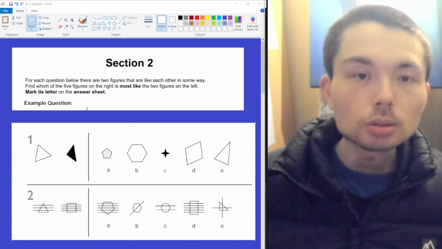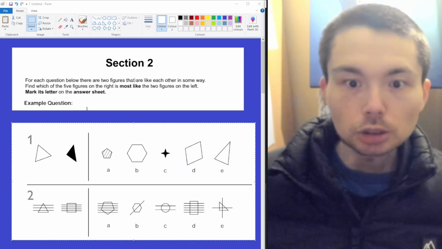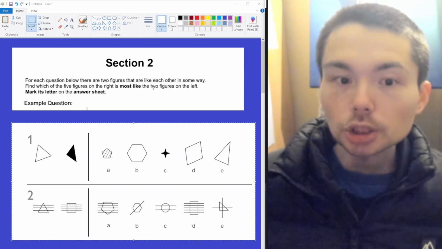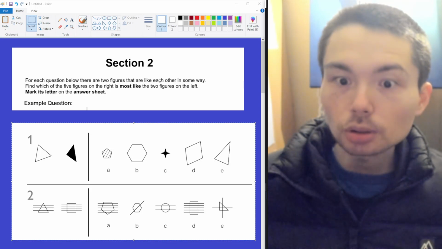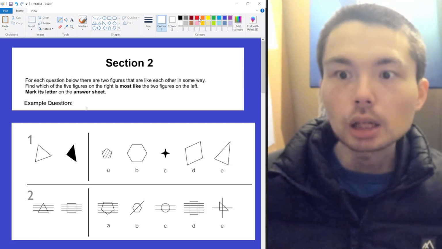Welcome to Section 2, Non-Verbal Pack 2, Paper 5. Section 2: for each question below, there are two figures that are like each other in some way. Find which of the 5 figures on the right is most like the 2 figures on the left. Mark each letter on the answer sheet.